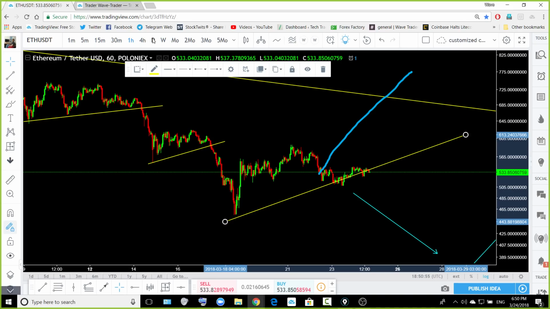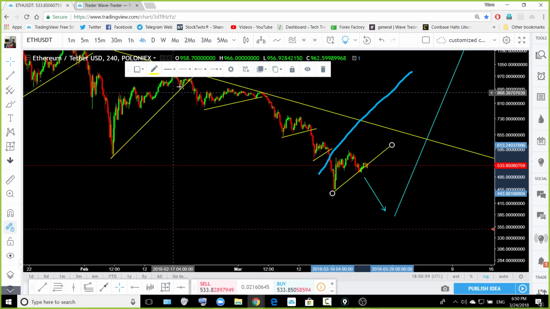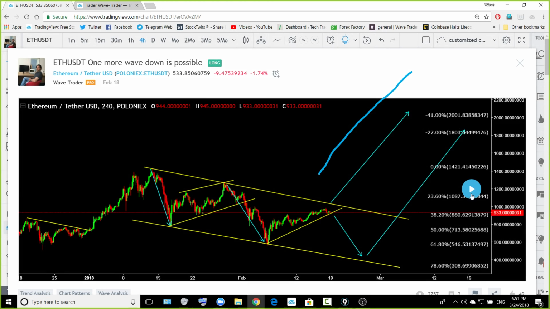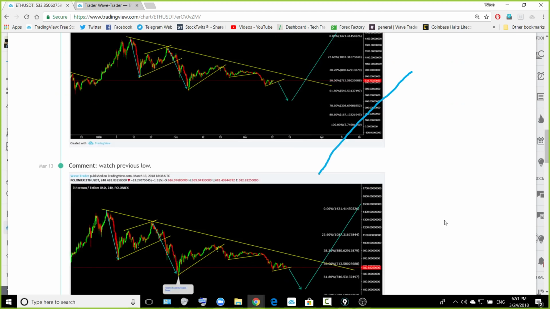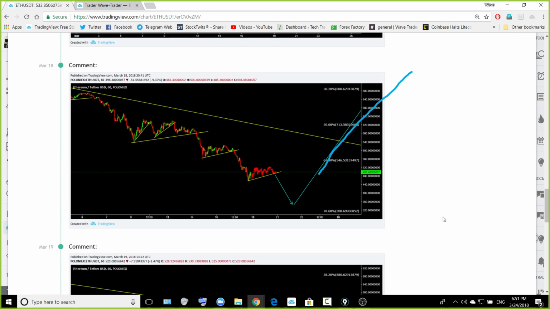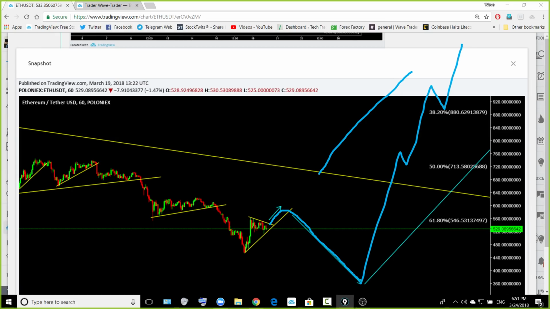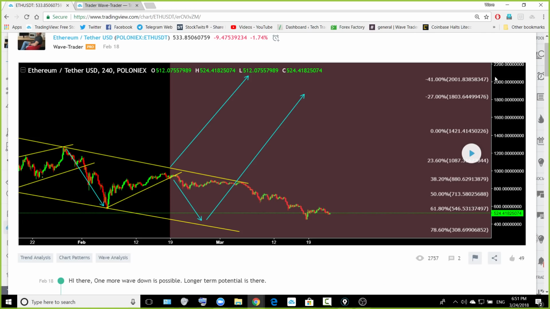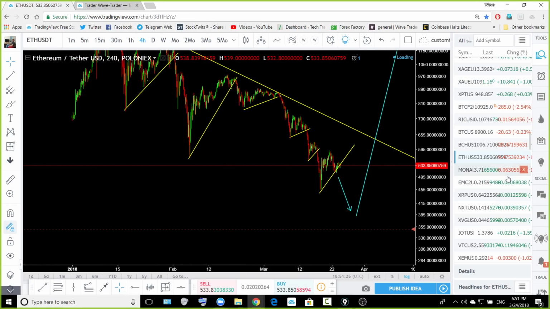Let me show you the chart. This is the pattern, and the pattern is going to break up. One more drop, and then a longer term reversal. At least price should visit the 400 area, so watch the 400 area for a longer term buy. It will go back up. Definitely Ethereum will go back up.